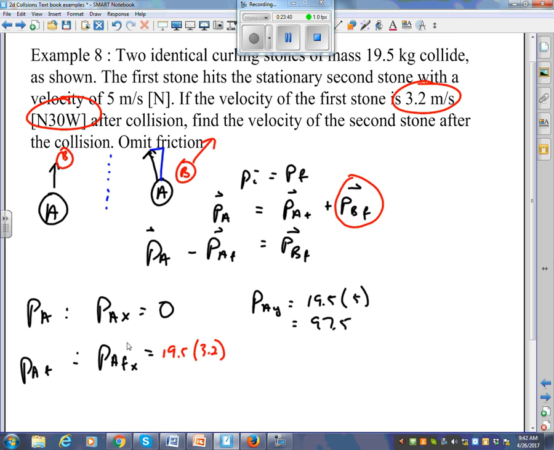Okay, so the X component of this little guy right here is opposite, and the angle is north 30 west, so that's going to be opposite. That's going to be sine 30. I think I did that right. 19.5 times 3.2 times the sine of 30 is 31.2. And X, that's to the left, so minus 31.2.